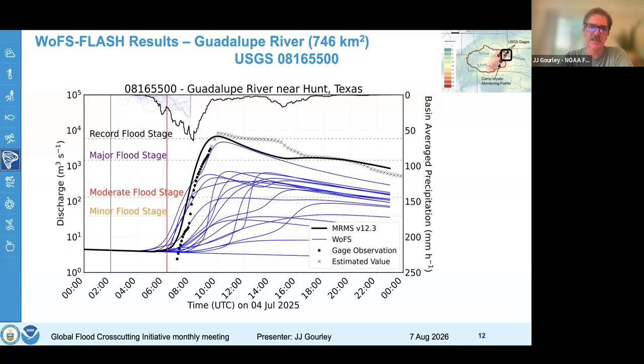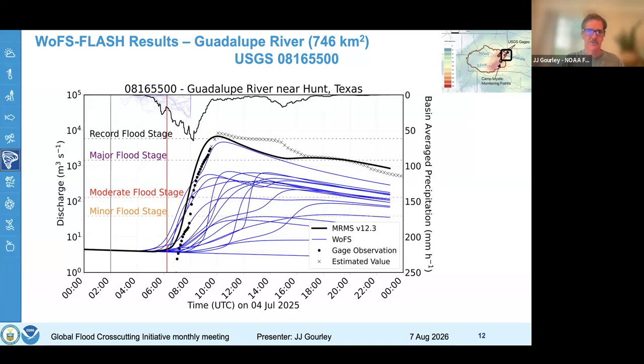But what I'm showing here is at 9 p.m., and we have quite a few members that have exceeded the moderate flood stage. So it's giving a decent indication, this many hours in advance of the event, that there's the potential that something really bad is going to happen. This is showing the basin outlet, a 746 square kilometer catchment, which gives you an indication of how big your target is.